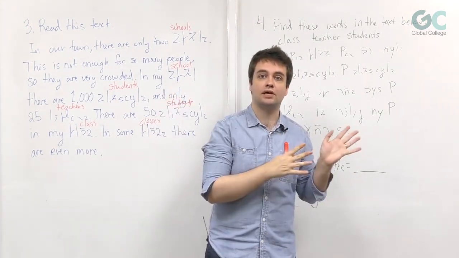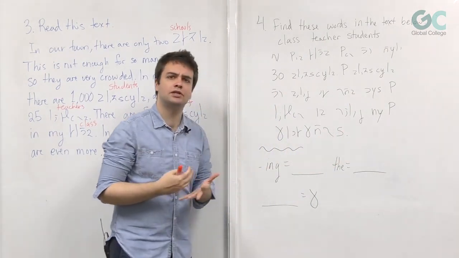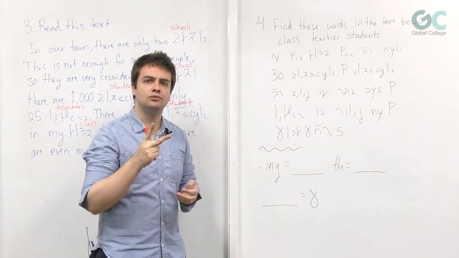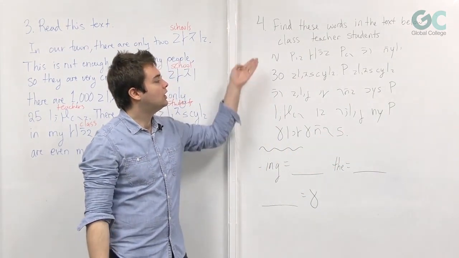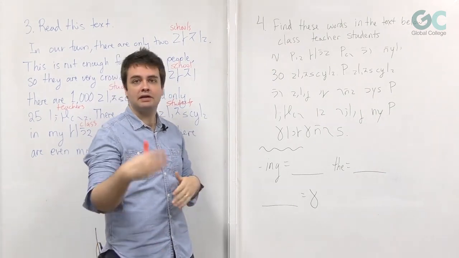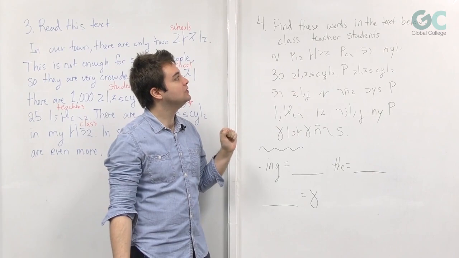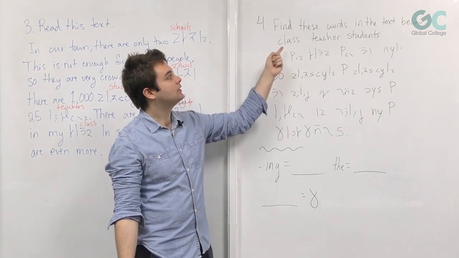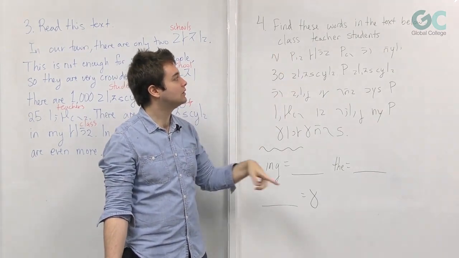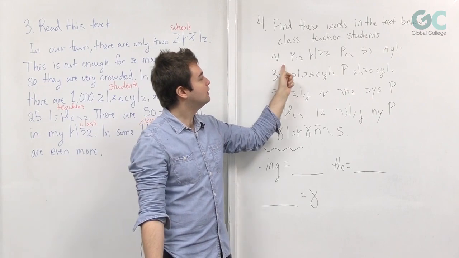our 4th step. Now our 4th step here actually includes 2 different things that we got to do. Now, I've written this down here on the board. You guys have that in your book. And this looks pretty awful. But it says, find these words in the text below. Find class, teacher, and students. Okay, so take a look here.